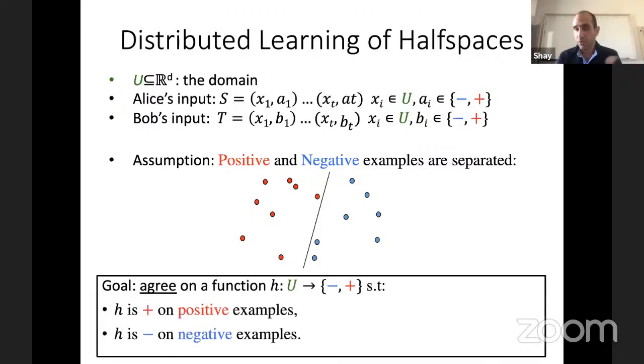And the goal of the parties, Alice and Bob, is to agree on a function which is defined on the entire universe and is consistent with the examples. Namely, all the positive points are on the positive side of the function, and the negative points are on the negative side. Okay? So this is the learning problem we consider.